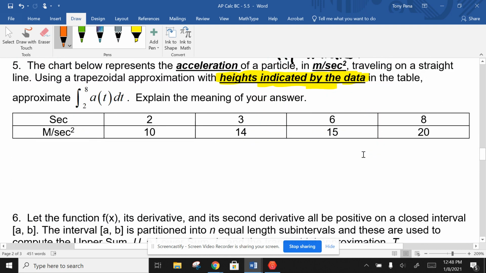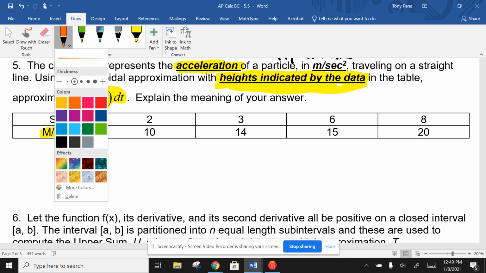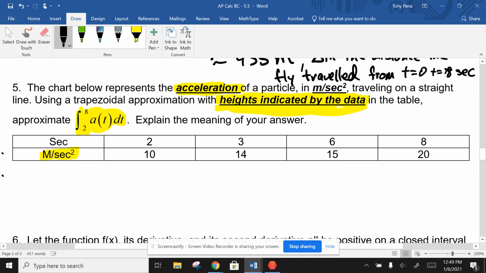All right, number 5. So the first one now where this says your heights are indicated by the data in the table. I tell you this is an acceleration table, so that's why this is now meters per second squared. You're going to use the trapezoidal rule, and I want you to approximate the integration of this acceleration function that we don't know the exact function for from 2 to 8. Notice how I don't tell you how many trapezoids to use.